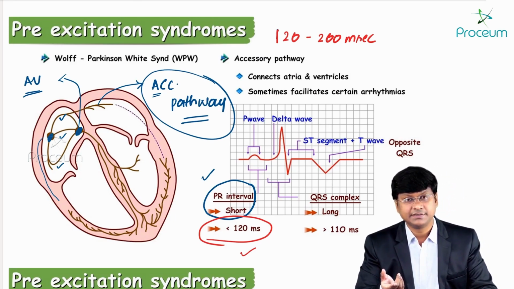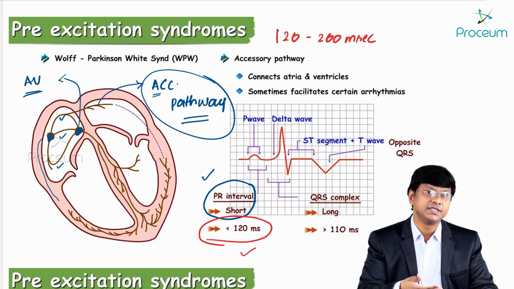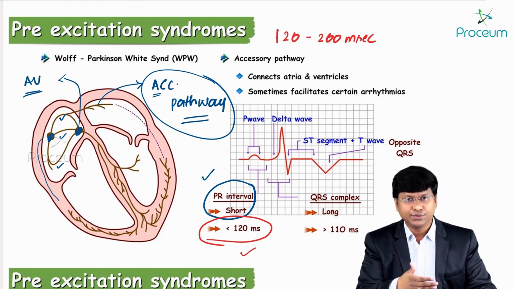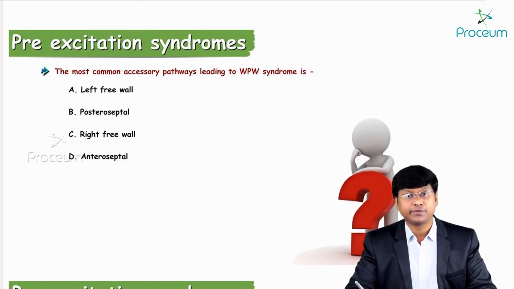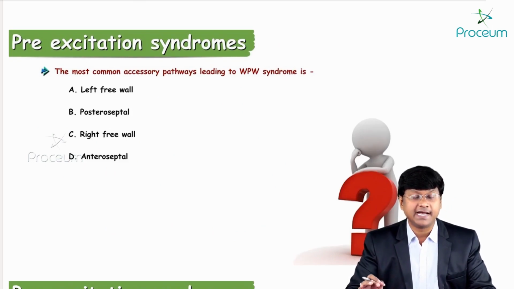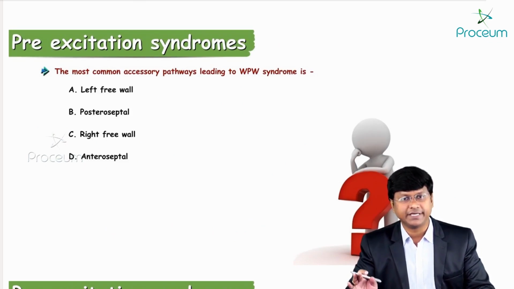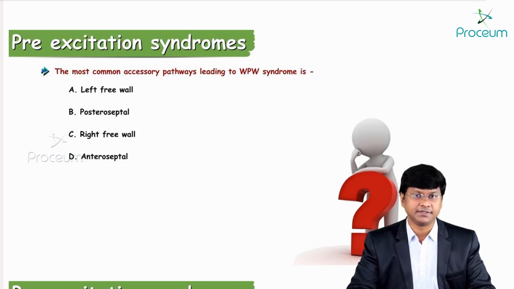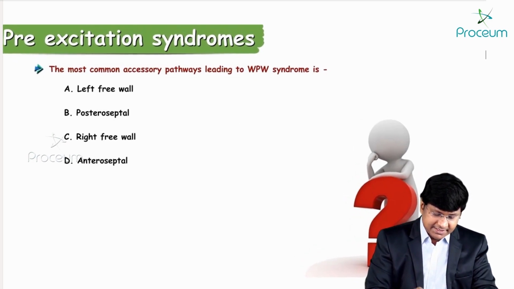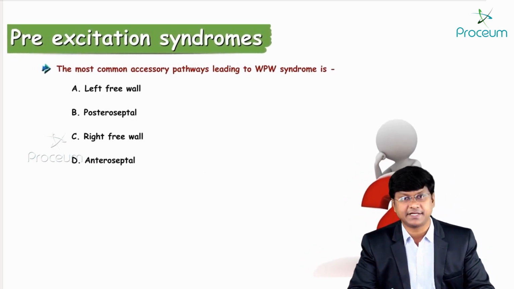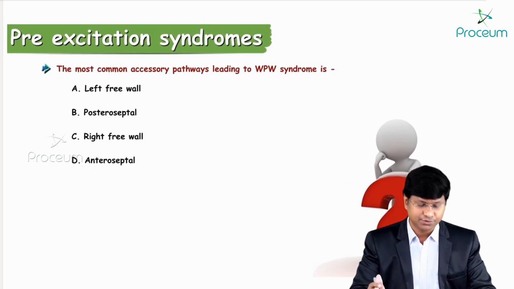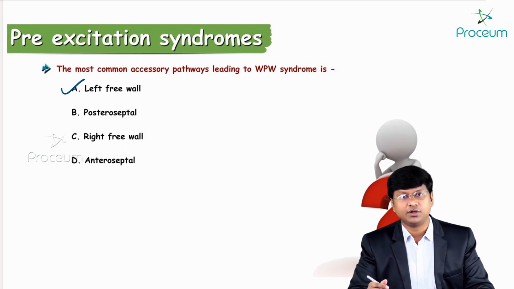It can be present in the left lateral wall, posteriorly, anteriorly, or laterally. Now, accordingly, you see a very important multiple choice question. The question is, the most common accessory pathway leading to WPW syndrome is: the options are left free wall, posteroseptal, right free wall, anteroseptal. So where exactly is the location of this particular accessory pathway? The most common accessory pathway leading to WPW syndrome is present in the left free wall.